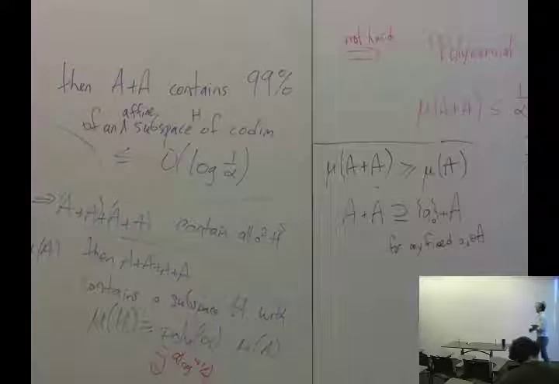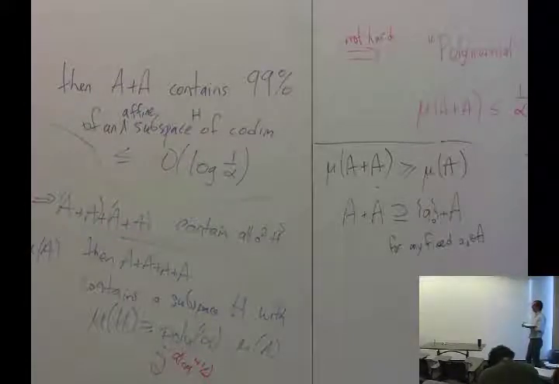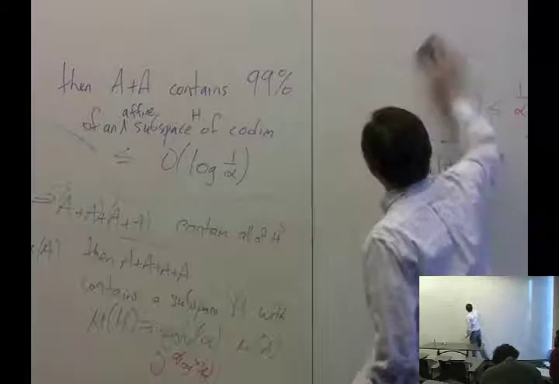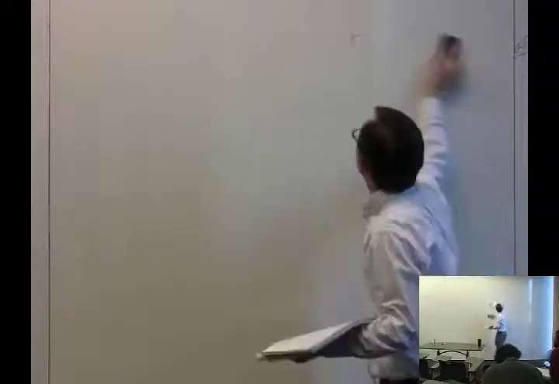Yeah? So in your A plus A conjecture, if you replace the 99% with 100%, is this the best you can do? Good question. So actually, let me state a theorem which I would prove if I had time. But I'll just state it. Its proof is maybe 10% harder than the proof of this theorem, but we don't have that much time.